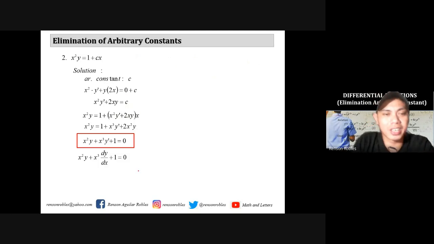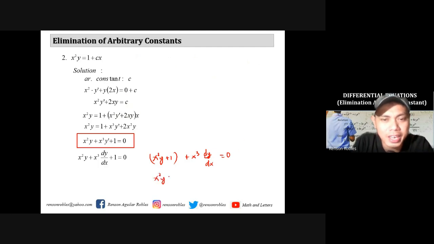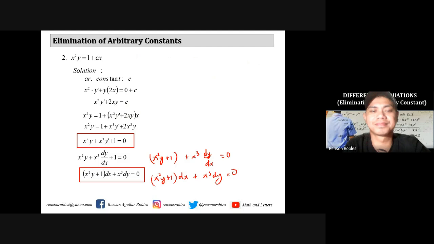Or, you can combine this x squared y and 1, x squared y plus 1, plus x cubed dy/dx equals 0. Or you just multiply this by dx, so you can write this of the form x squared y plus 1 dx plus x cubed dy equals 0. All right. So these two differential equations mean the same thing.